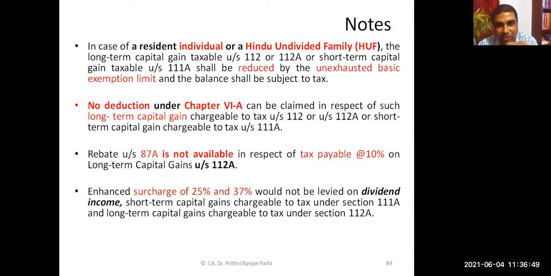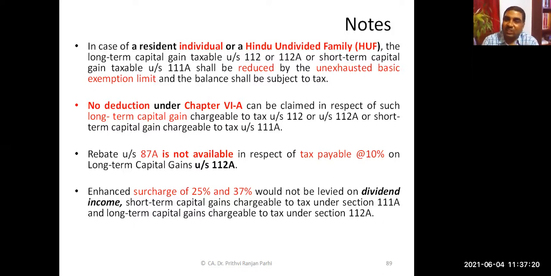There is a rebate which is called 87A. As per that rebate, if your total income does not exceed 5 lakh rupees, then the entire amount of tax is given to you as rebate. So consequently, no tax is payable. But you cannot get this rebate in respect of tax payable at 10% on long-term capital gain under Section 112A. You have seen long-term capital gain. If the 12% rate is applicable, the 87A rebate is not applicable.